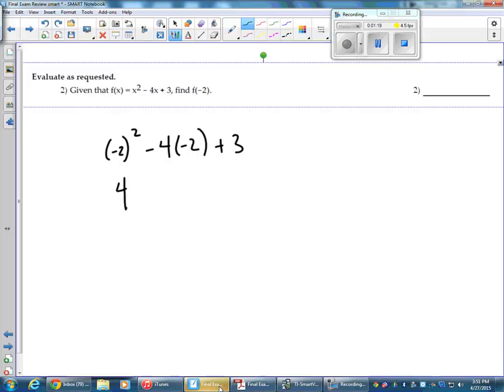So it's going to be 4. Minus 4 times minus 2 would be plus 8. And then plus 3. So 4 plus 8 is 12 plus 3. My answer for number 2 would be 15.